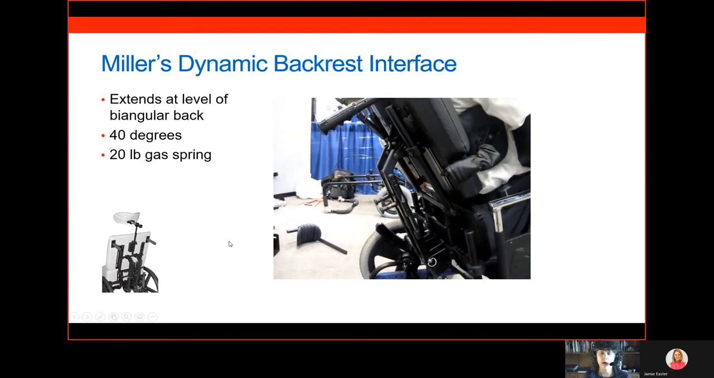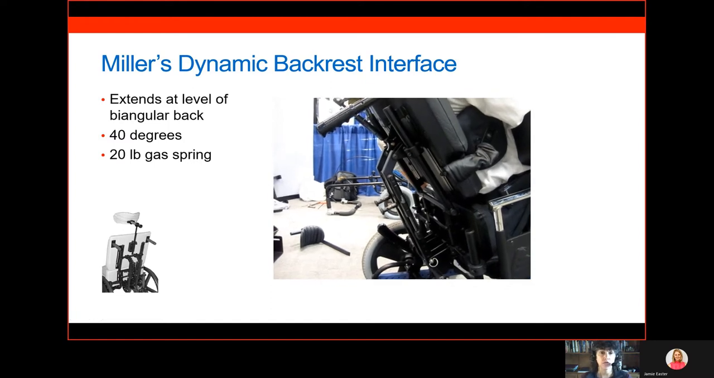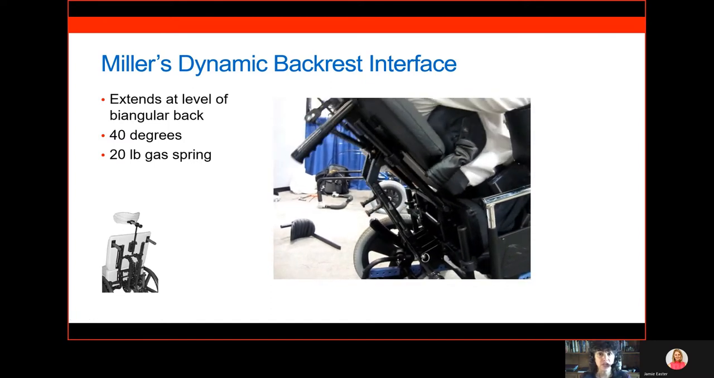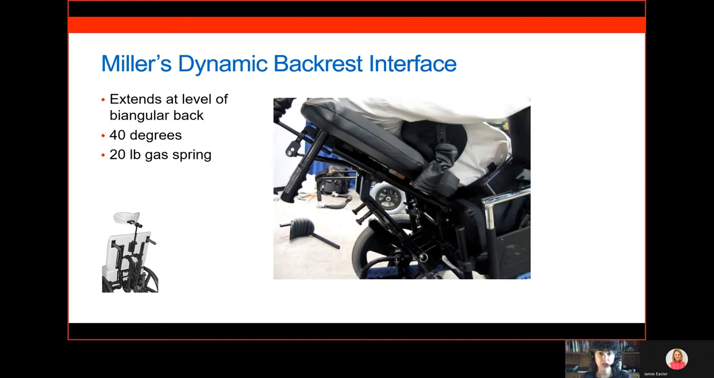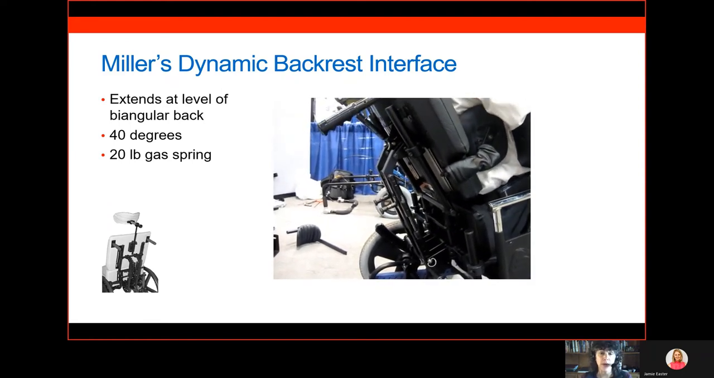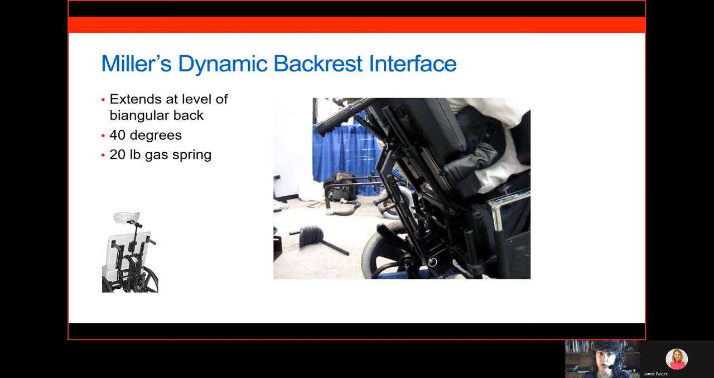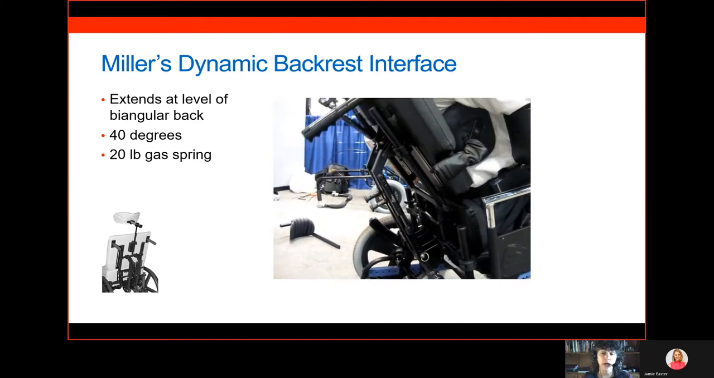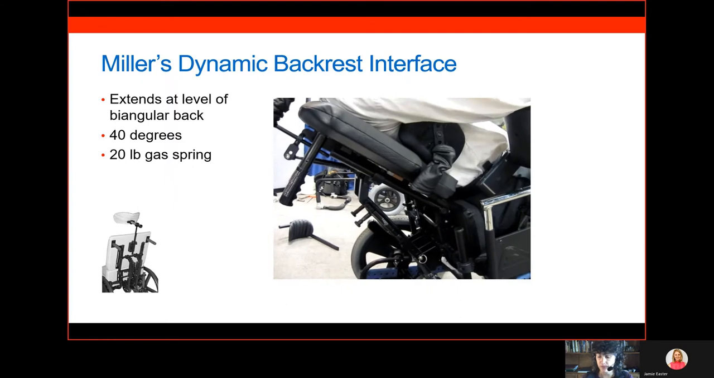Now, this does require a biangular back to use this hardware. The back extends about 40 degrees. It does lock out as needed. And it comes with a 20-pound gas spring, which is how much force is required to compress this spring.